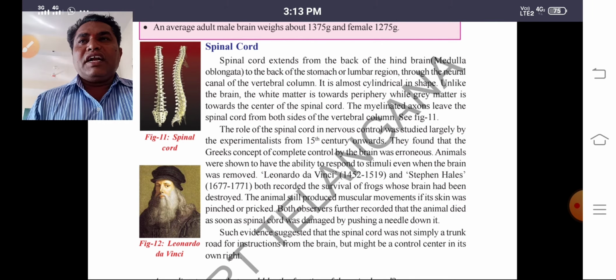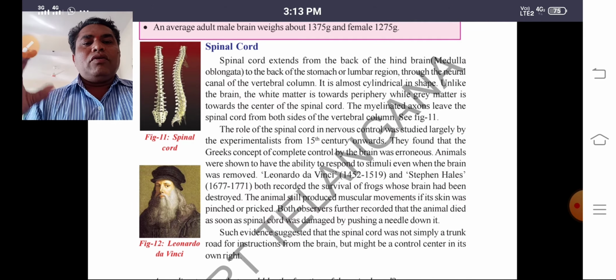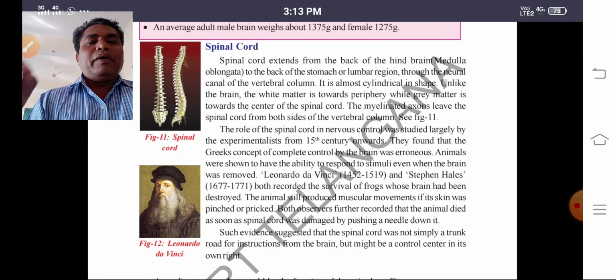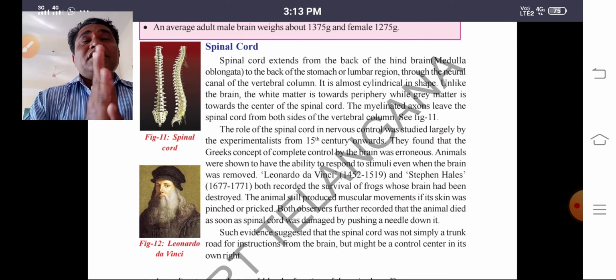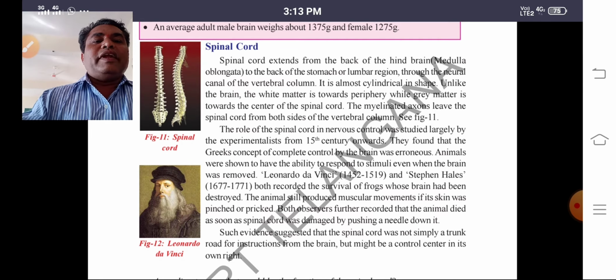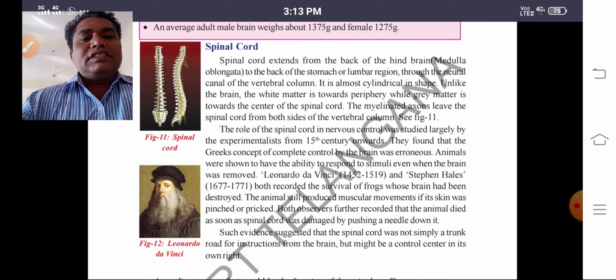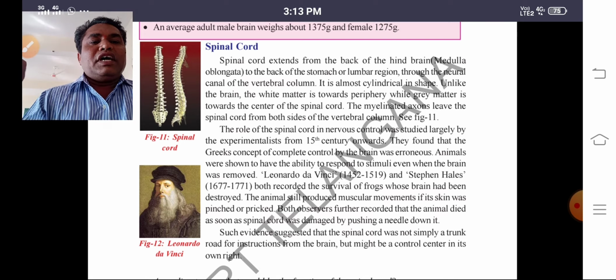Stephen Hales and Leonardo da Vinci concluded that these movements are controlled by a special part, which is nothing but the spinal cord. Whenever the spinal cord was damaged or removed, there was no response to stimuli. So they concluded that the spinal cord plays a major role in responding to stimuli. Such evidence suggested that the spinal cord was not simply a trunk road for instructions from the brain, but might be a control center in its own right.